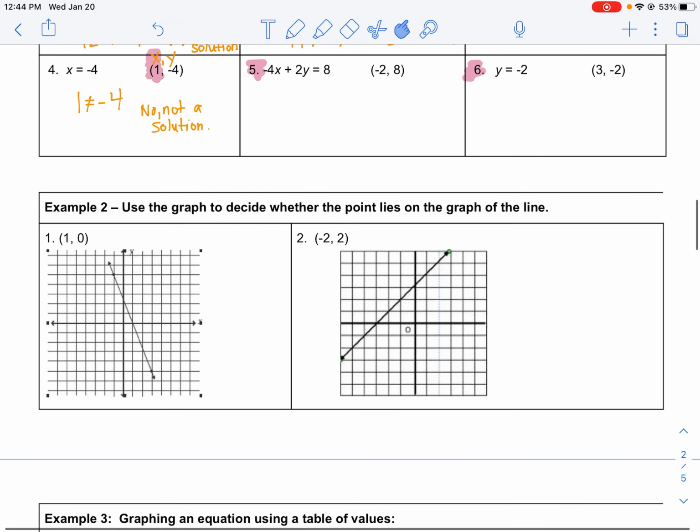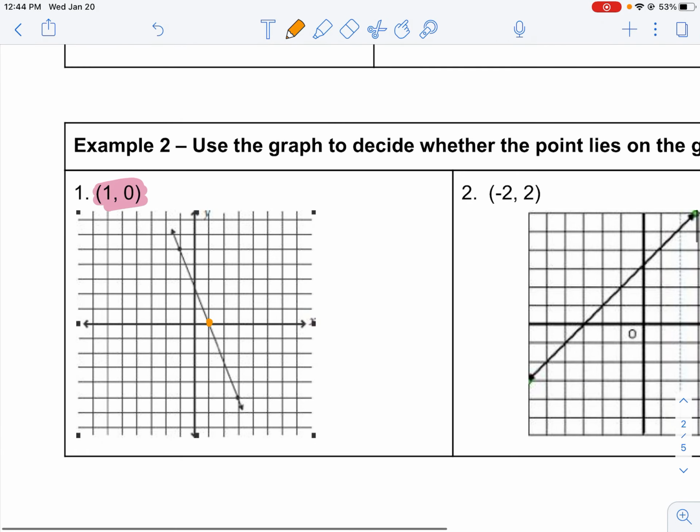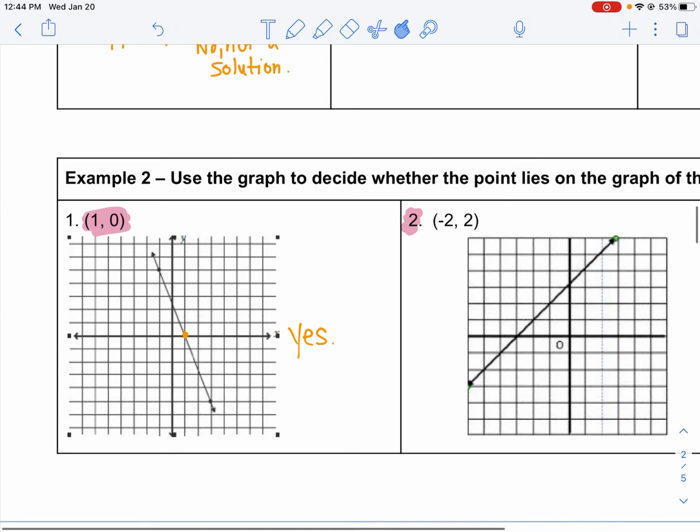In example 2, we have graphs. So you're going to use the graph to decide whether the plot lies on the graph of the line. So again, we're just checking these ordered pairs to see if they fall within the graph. So when I look at number 1, I have a line already drawn on my graph, and we are going to take the coordinate pair 1, 0. So over 1, up 0. And that orange dot falls within the line. So does the point lie on the line? The answer is yes. I believe you can go ahead and try number 2 on your own.